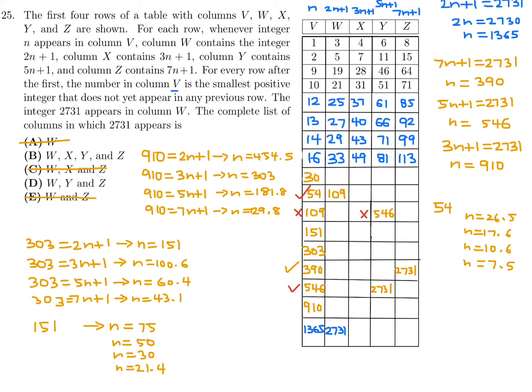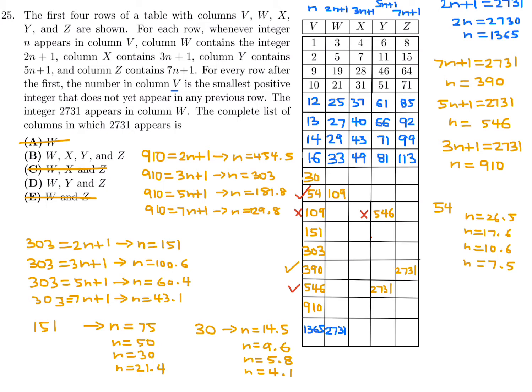So let's just try 30. Well, 30, I'm confident that it will appear there, but let's just be 100% sure by equating them to these 4. When you do, you get n is equal to 14.5, 9.6, 5.8, and 4.1, all approximate. So that means that 30 cannot appear in W, X, Y, or Z because the starting point has to be an integer. None of these are integers.